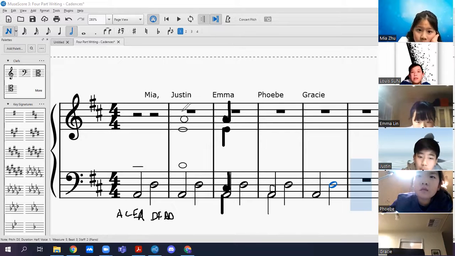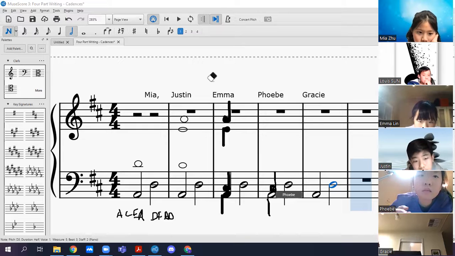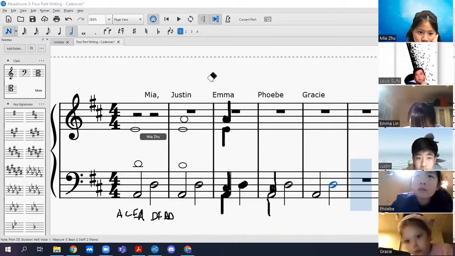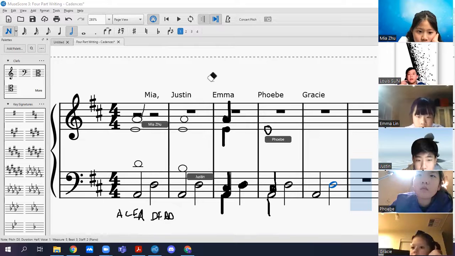So D to C, the dun dun, in the soprano. After this, I'll choose the one that sounds the best from all of you, and I'll play it.